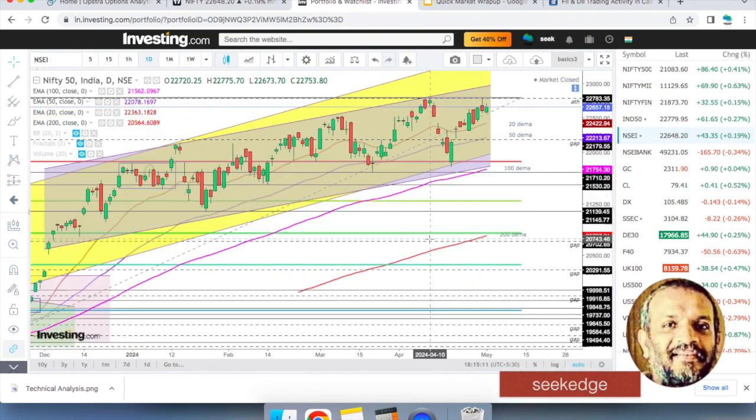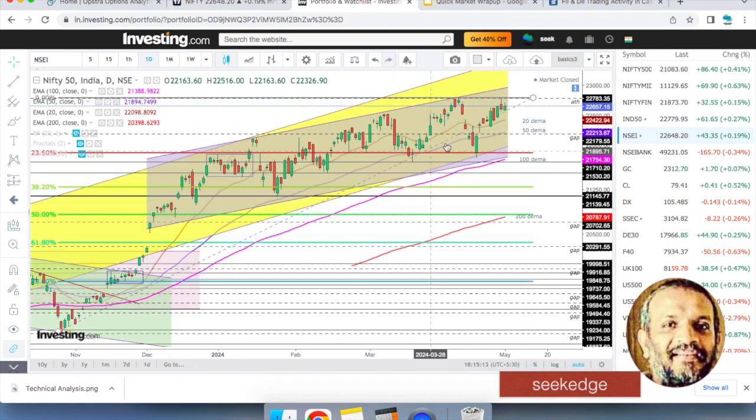Now let's look at the support resistance levels. Of course, there are 2 trendline channels here. One is this inside one and not the outside one. The top of the inside one is very close to 23,000, so no space to go there.